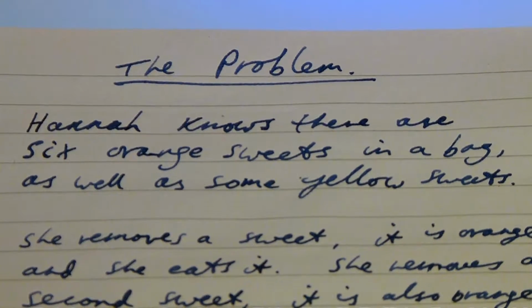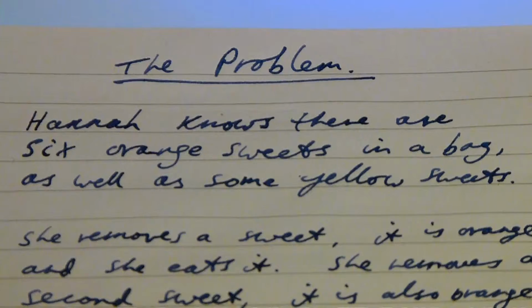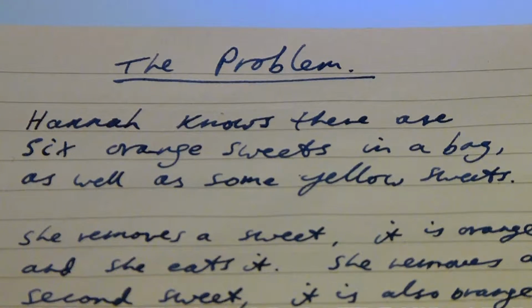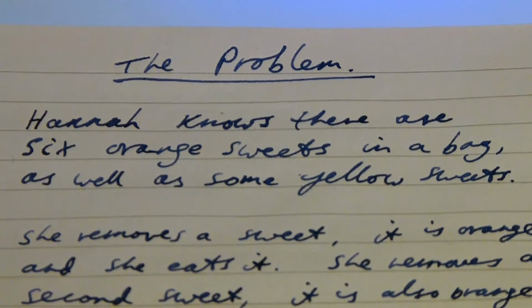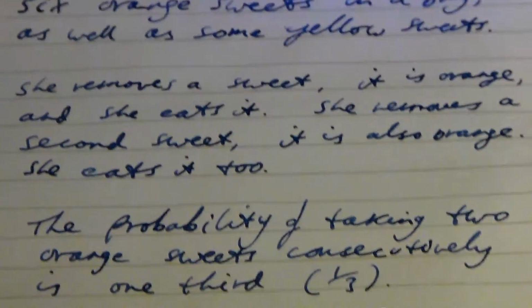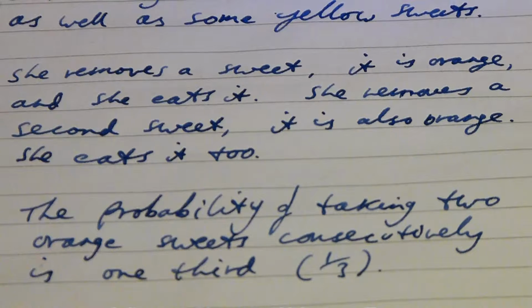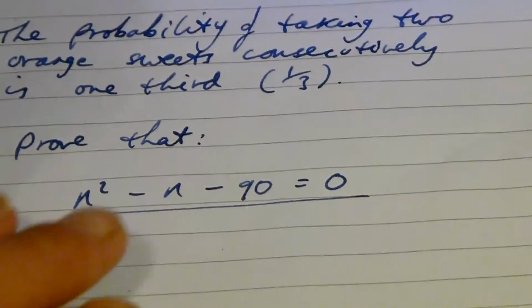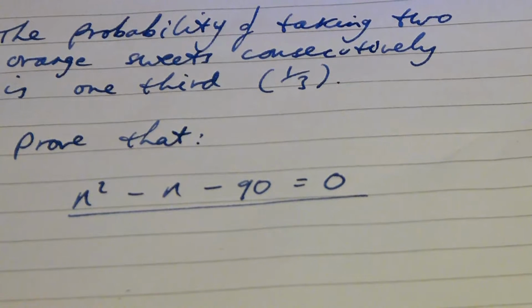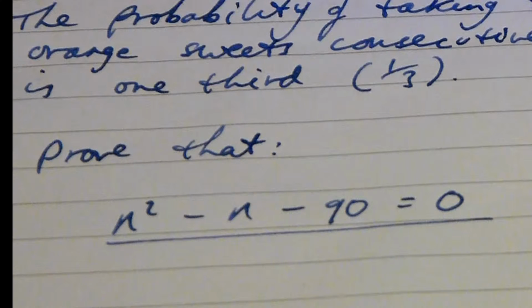Okay, we know the problem. Hannah knows there are 6 orange sweets in the bag as well as some yellow sweets. She removes a sweet and it's orange. She eats it. She removes a second sweet and it's also orange. She eats it too. The probability of taking 2 orange sweets consecutively is 1/3. So we're told that. Then the nightmare comes. Prove that n squared minus n minus 90 equals 0.